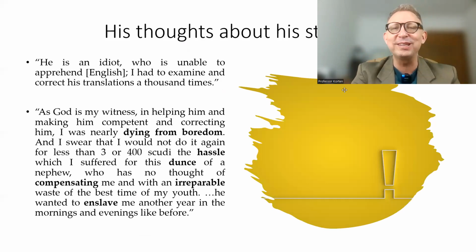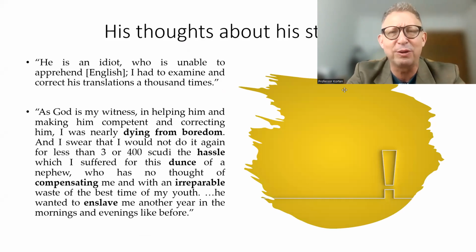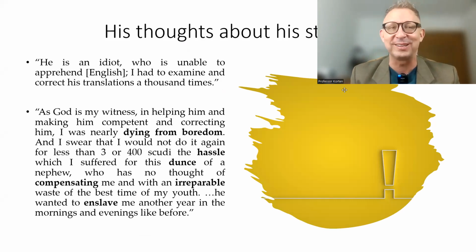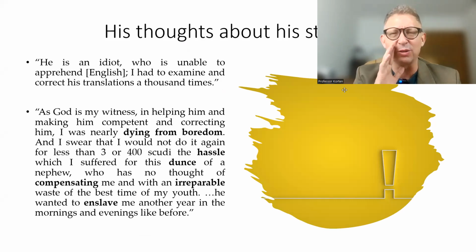Now, listen to his understanding of the student. Now, it gets back to Donatella's point about the Italians being a little bit, it's just difficult sometimes for some Italians to learn English. Here's what Charles said, but these are in letters. This is what he wrote back home. He's an idiot. Now, he's talking about the nephew, the Italian boy. He's an idiot who's unable to apprehend English. I had to examine and correct his translations 1,000 times.